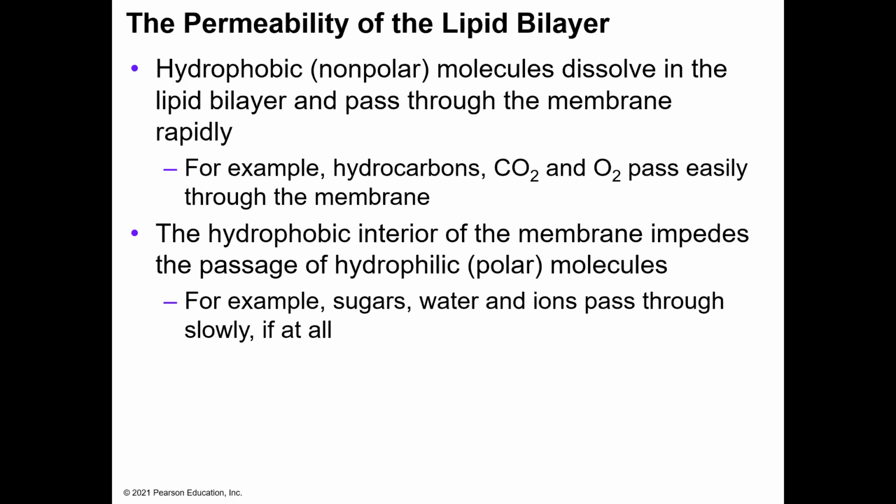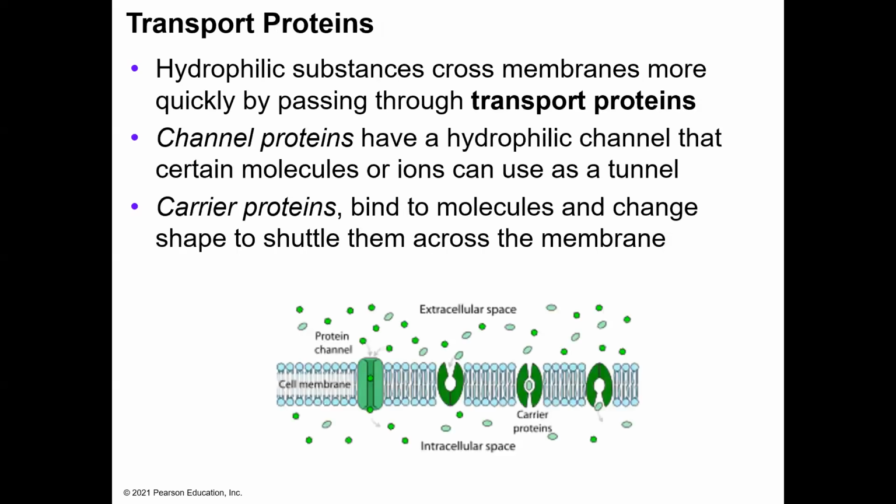The hydrophobic interior of the membrane, though, will prevent hydrophilic molecules from traveling through the membrane, which is usually much larger items like sugars, water, and other ions. If they pass through, it's very slowly, if at all. So there have to be transport proteins to allow for things to go through the membrane if it can't easily go through the plasma membrane on its own.